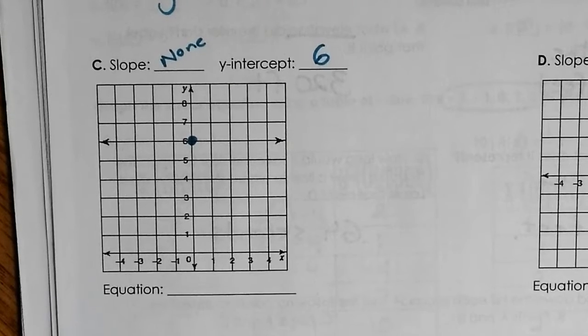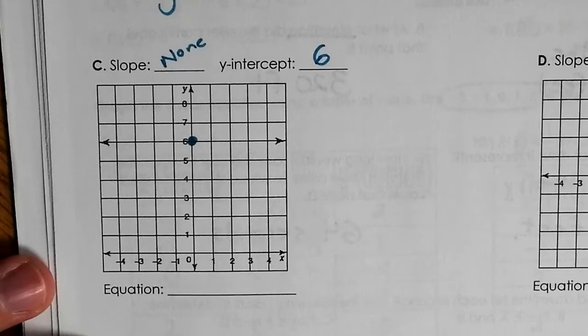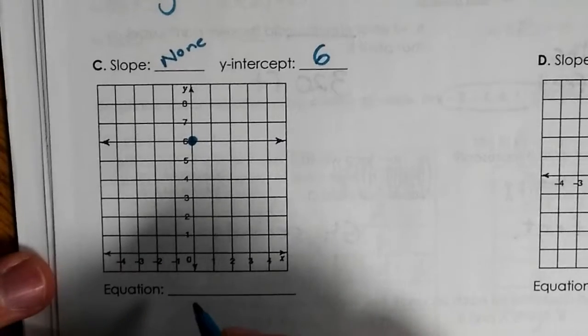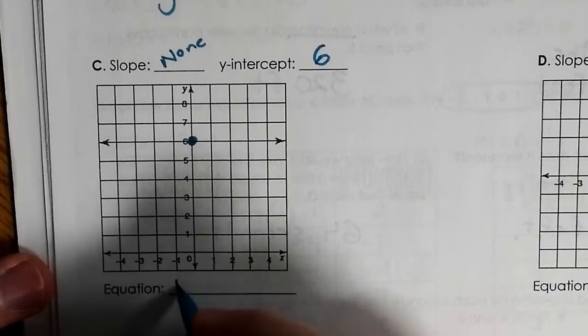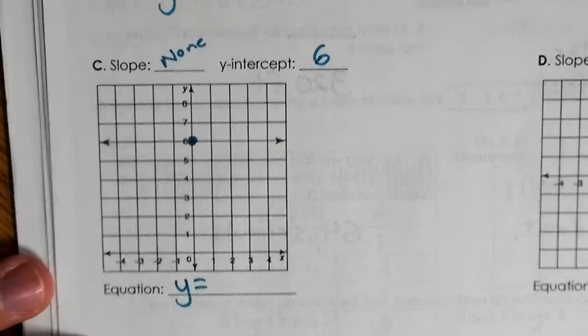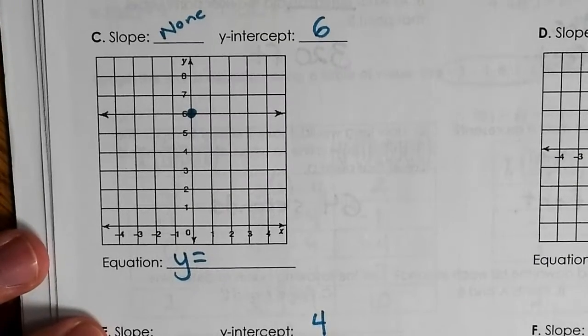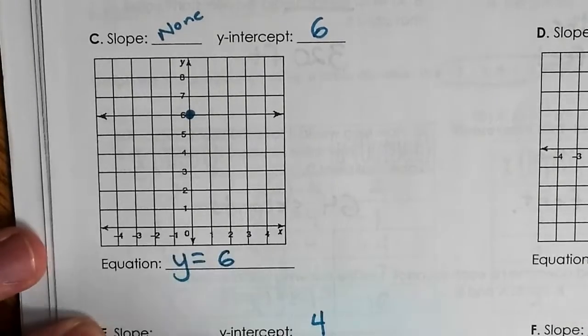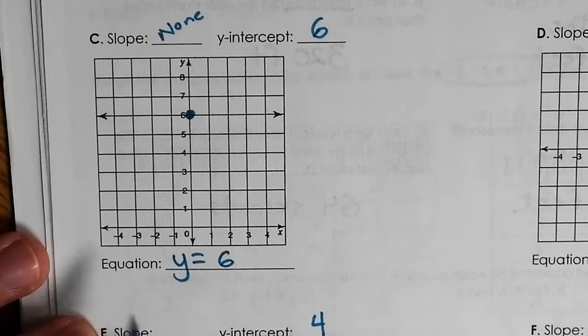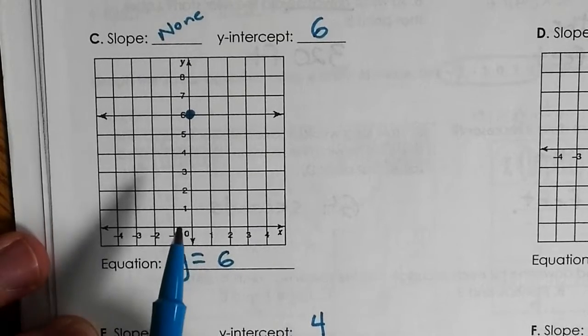We put none. For slope, we put none. There is no slope. So what we do here is, our equation is y equals, if we don't have a slope, do we put anything? No, and then we bring down our y-intercept, which is 6. So y equals 6. That equation is y equals 6.